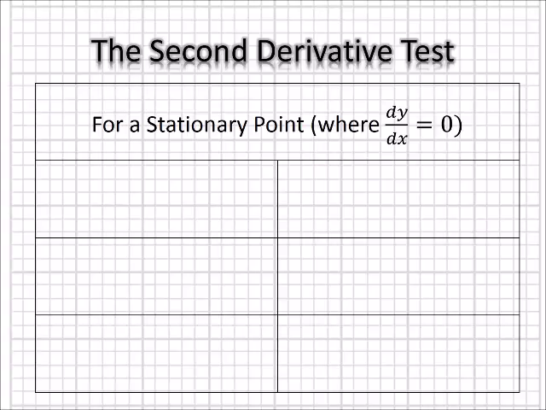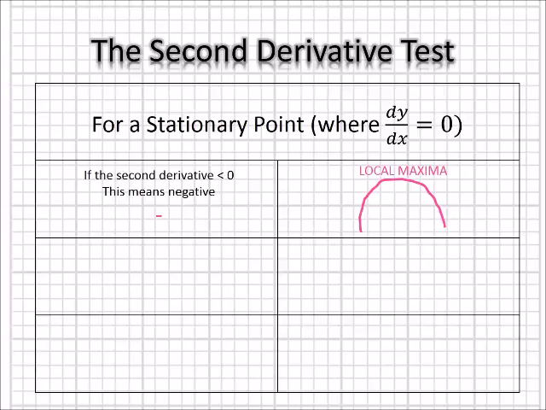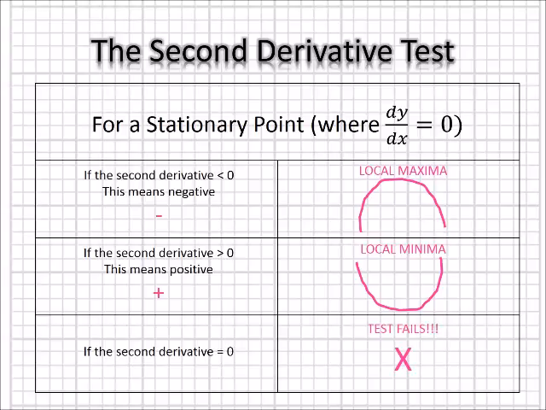Now I'm going to show you a summary of the outcome of the second derivative test and how we are able to determine the nature of the stationary points. So if the second derivative is less than 0, this means negative, or the derivative is decreasing and so the slope is decreasing. Therefore, we have a local maxima. If it is greater than 0, this means positive, or the derivative is increasing, and so the slope is increasing. Therefore, we have a local minima. If it equals 0, the test fails and tells you nothing, and you must use another method to determine the nature of the stationary point.